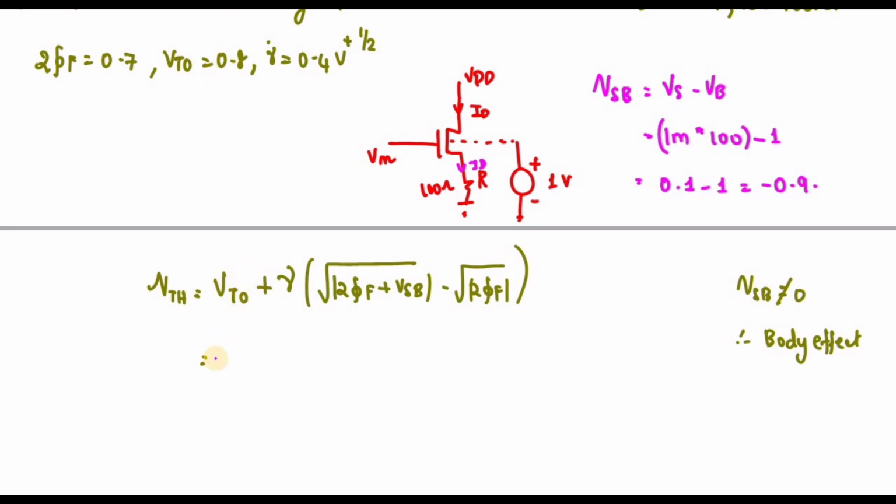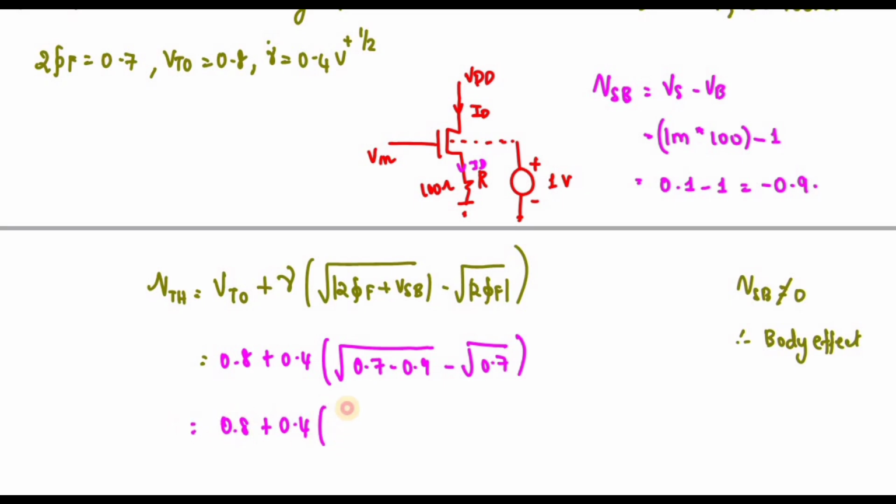So this is the entire formula. You substitute VT0, which is 0.8, plus the gamma value 0.4 into root of 0.9 plus 0.7 minus root of 0.7. Okay, so if we solve it, we get 0.8 plus 0.4 into root of 0.2, since it is in terms of modulus, minus 0.7.